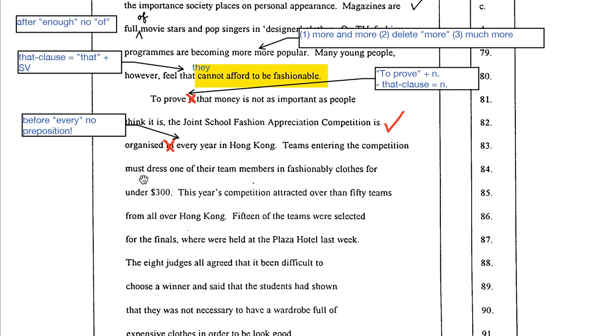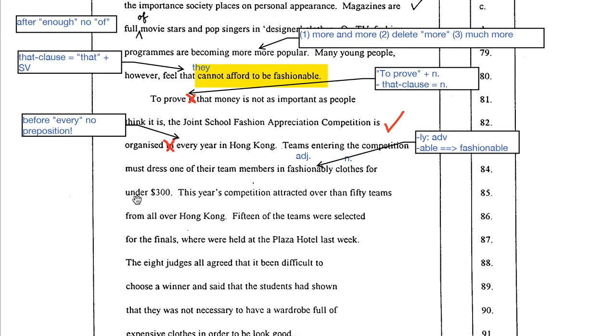Teams entering the competition must dress one of the team members in fashionably clothes. The problem is, clothes is a noun, right? Before a noun, we can use an adjective to modify it. But fashionably is not an adjective. Fashionably is an adverb. You know, words ending in "ly" are usually adverbs. To change it into an adjective, we can use the suffix "able," right? So it becomes fashionable.